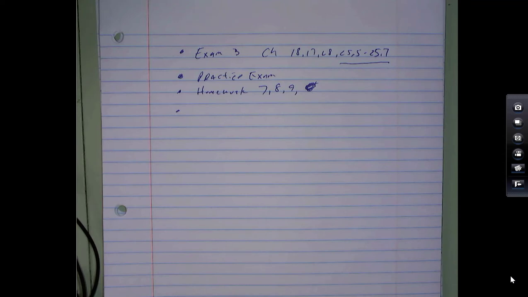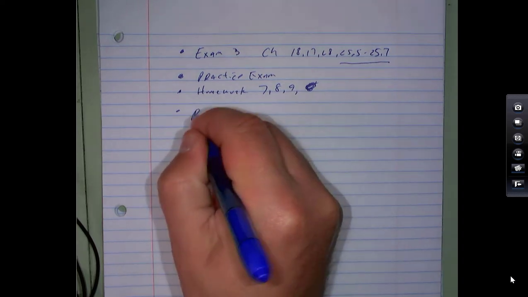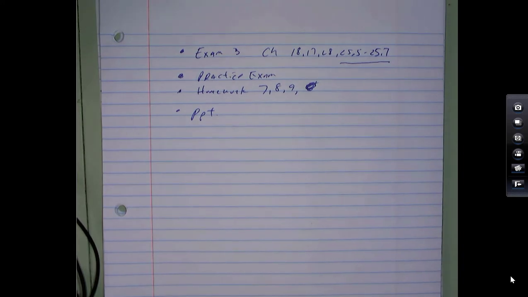Okay, so if I were going to study for this, first I would start with the practice test. You've had that this weekend. We're going to go over it in just a minute. You can look back at the homework. Corresponding homework would be homework 7, 8, and 9. And then you can look back through the PowerPoints. You've got videos of the classes and when we weren't there, so you can take a look through those.